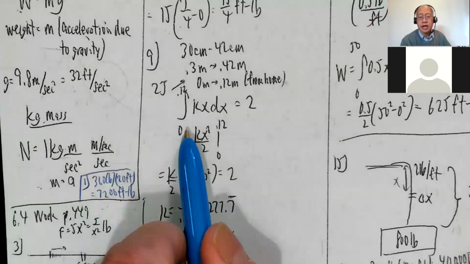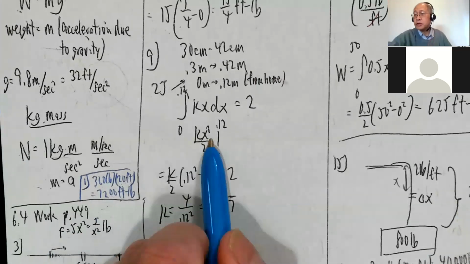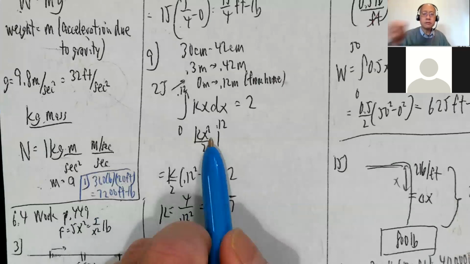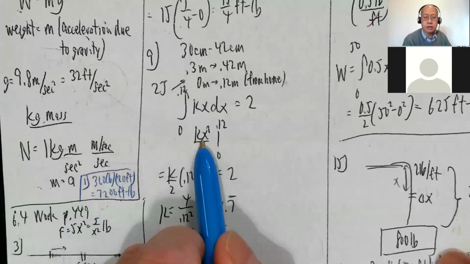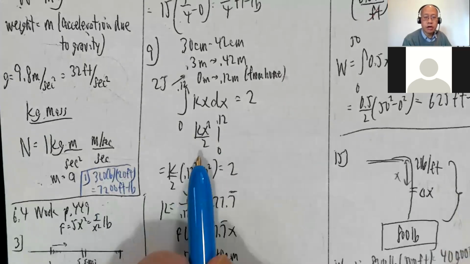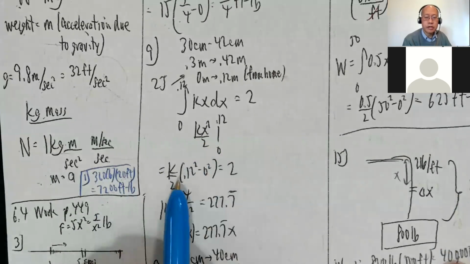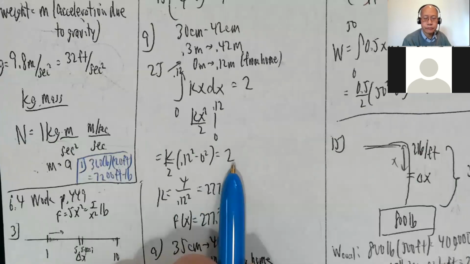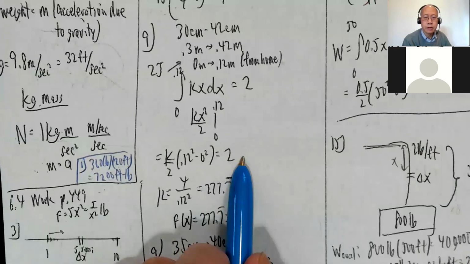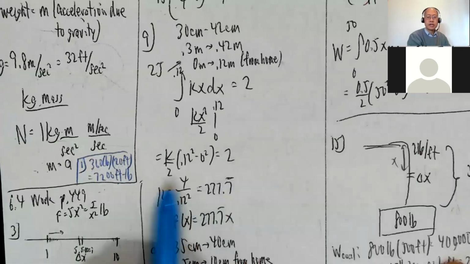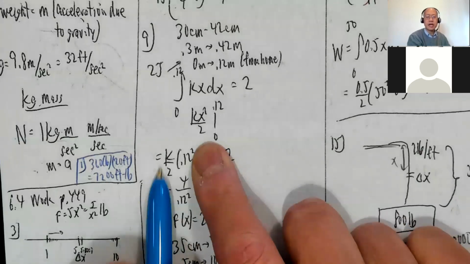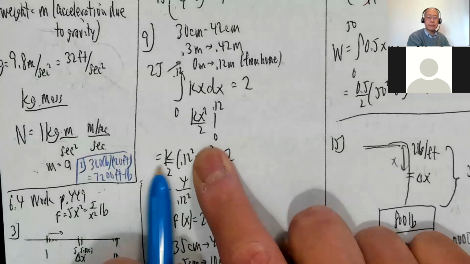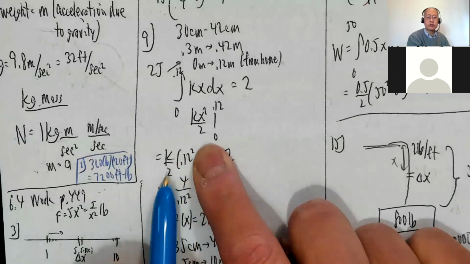So that gives me kx squared over 2 from 0 to 0.12. Plug in 0, you get 0. Plug in 0.12, I get k over 2 times 0.12 squared, which is equal to 2. Right? Ignore this for a moment. So how do I solve this for k? I multiply both sides by the reciprocal of 0.12 squared over 2.